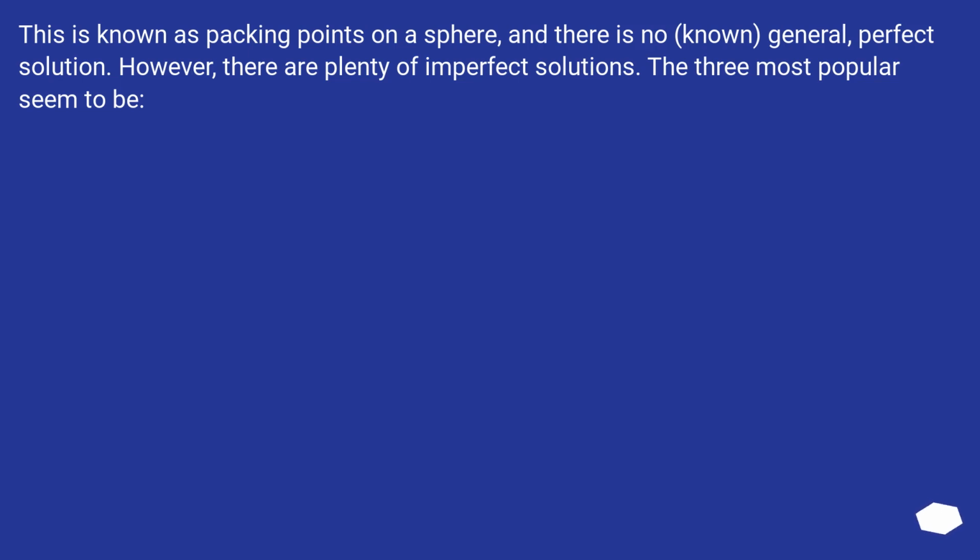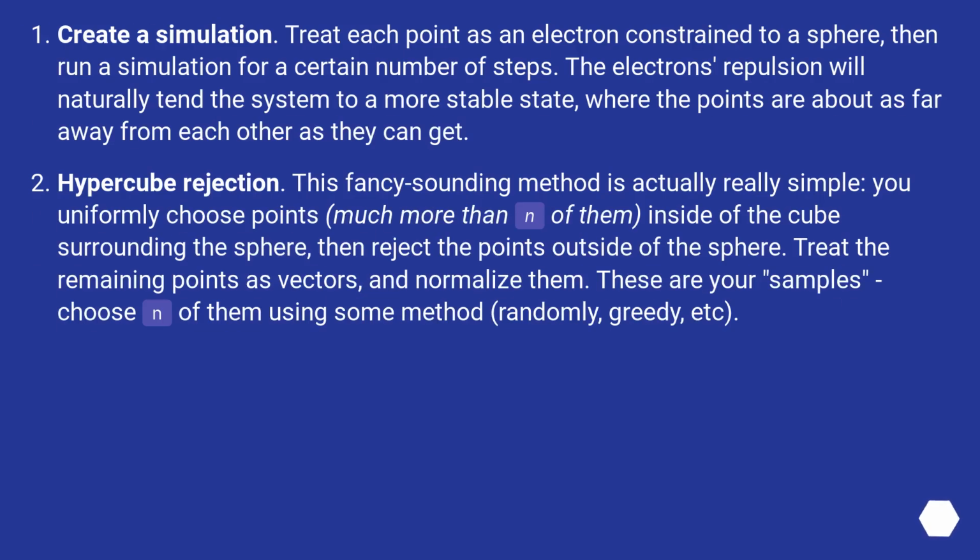This is known as packing points on a sphere, and there is no known, general, perfect solution. However, there are plenty of imperfect solutions. The three most popular seem to be: create a simulation. Treat each point as an electron constrained to a sphere, then run a simulation for a certain number of steps. The electrons' repulsion will naturally tend the system to a more stable state, where the points are about as far away from each other as they can get.